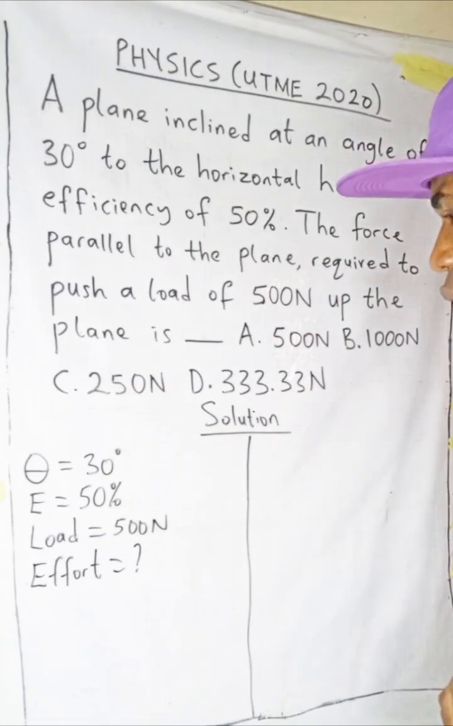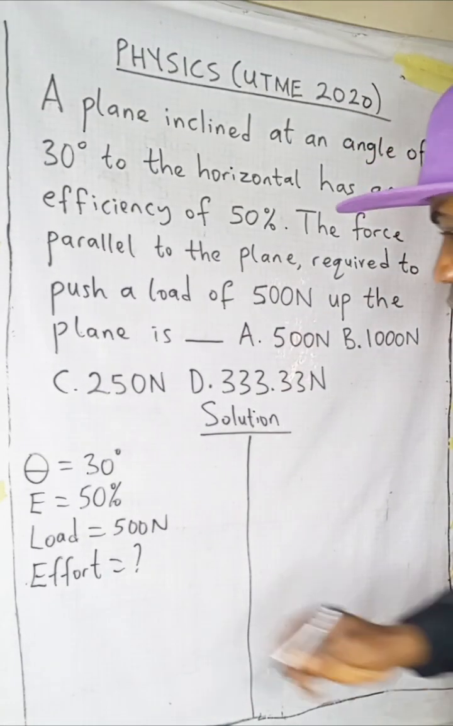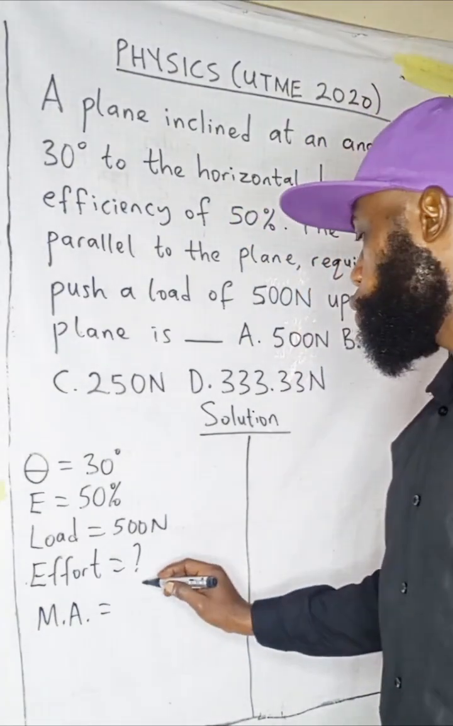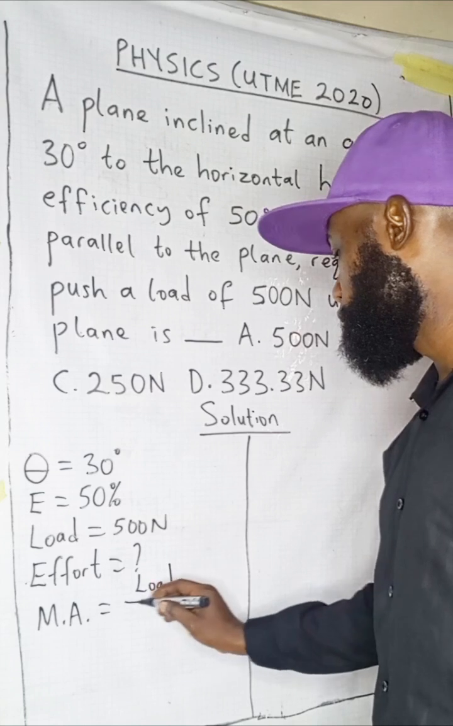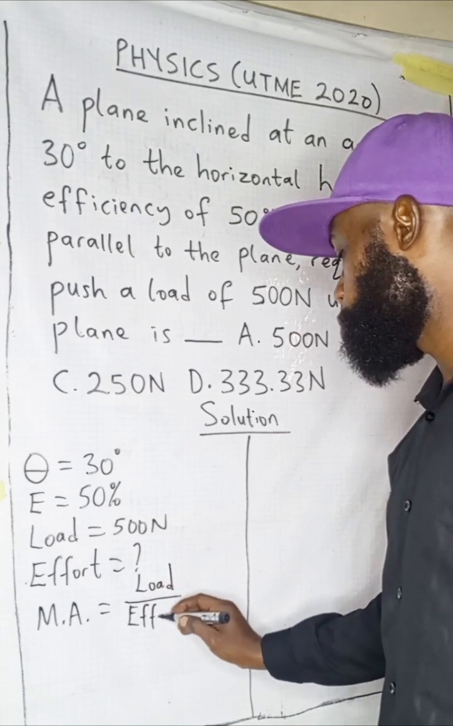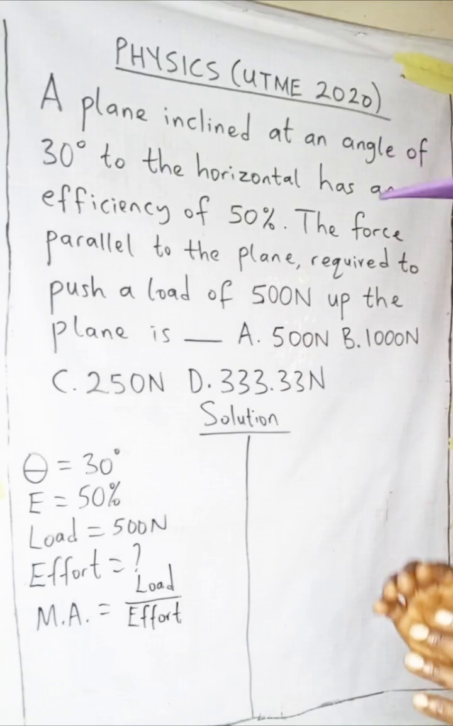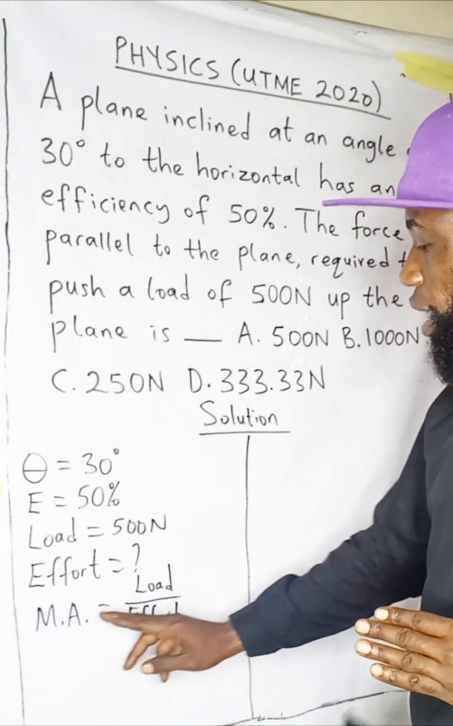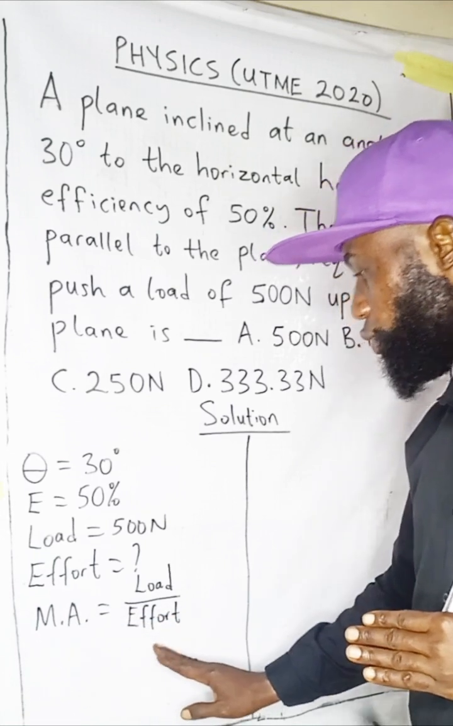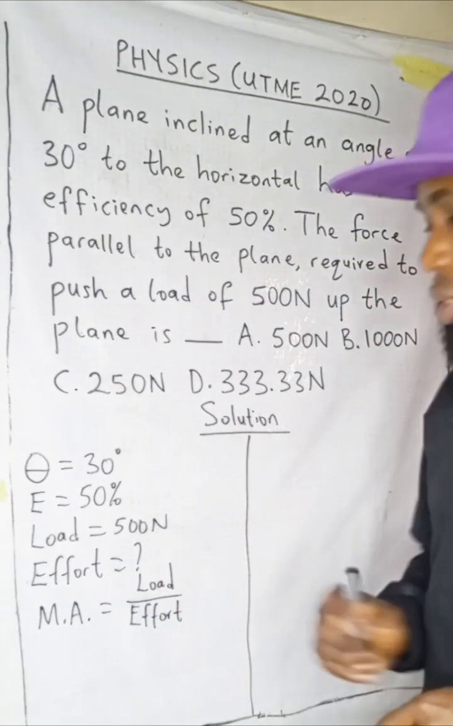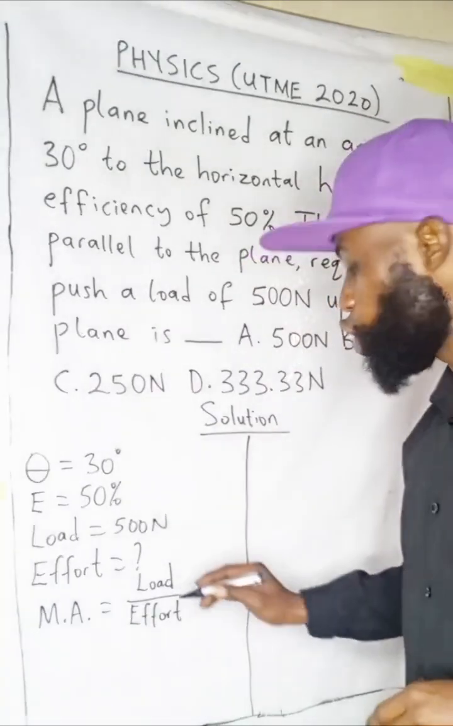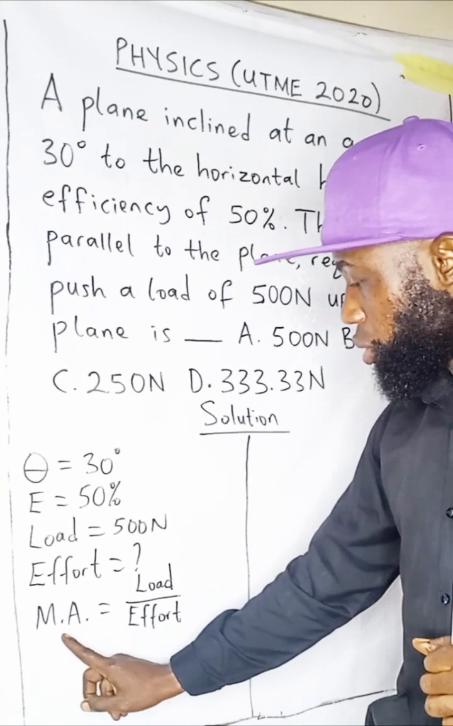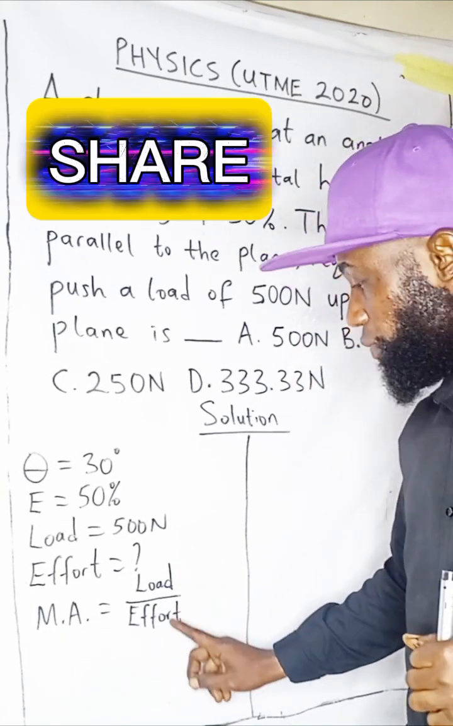So what do we do? Let's remember this particular formula, that mechanical advantage is equal to load divided by effort. We are looking for the effort now. Do we know the load? Because we need to know the load and the mechanical advantage to find the effort. We know the load, 500 newtons. Do we know mechanical advantage? No, we don't know it. So we have to find the value for mechanical advantage. We put the value for the load here and find the effort.